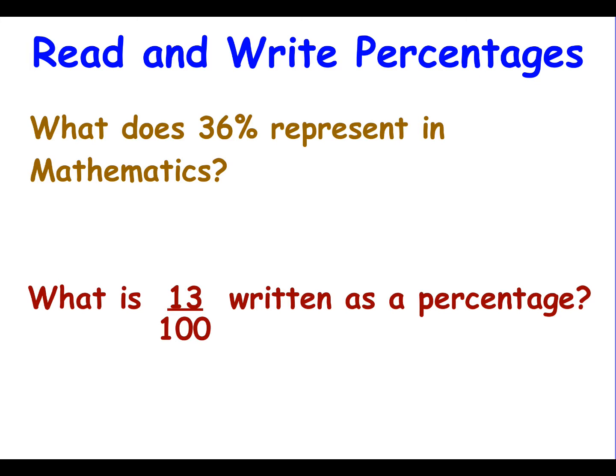So to be able to read and write percentages, we need to understand the relationship with fractions. So what does 36% represent in mathematics? Well, 36% represents the fraction 36 over 100. And what is 13 over 100 written as a percentage? Then 13% is the same as 13 over 100.